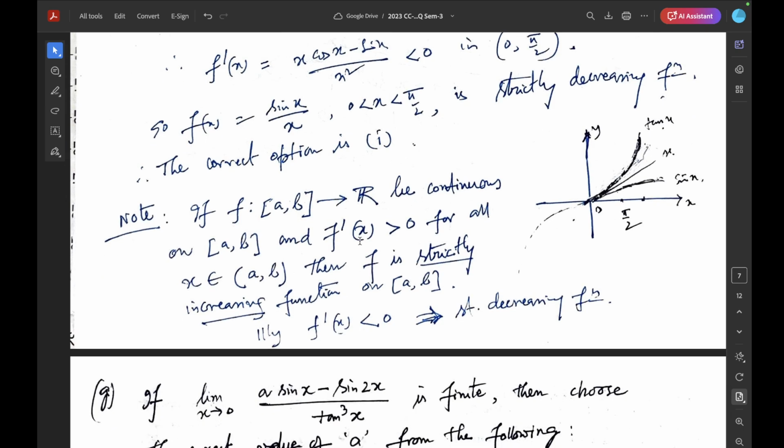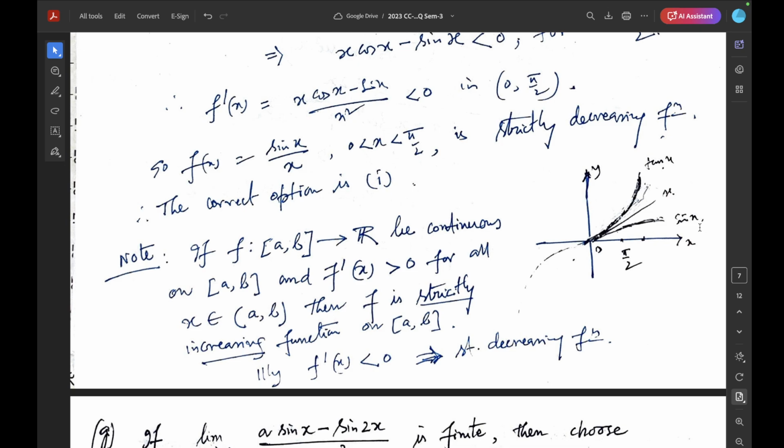Note that if f maps from the closed interval [a, b] to R, the set of real numbers, is continuous on the closed interval [a, b] and f dash x greater than 0 for all x belonging to the open interval (a, b), then f is a strictly increasing function. Similarly, when f dash x is less than 0 for all x belonging to the open interval (a, b), then f is a strictly decreasing function on the closed interval [a, b].